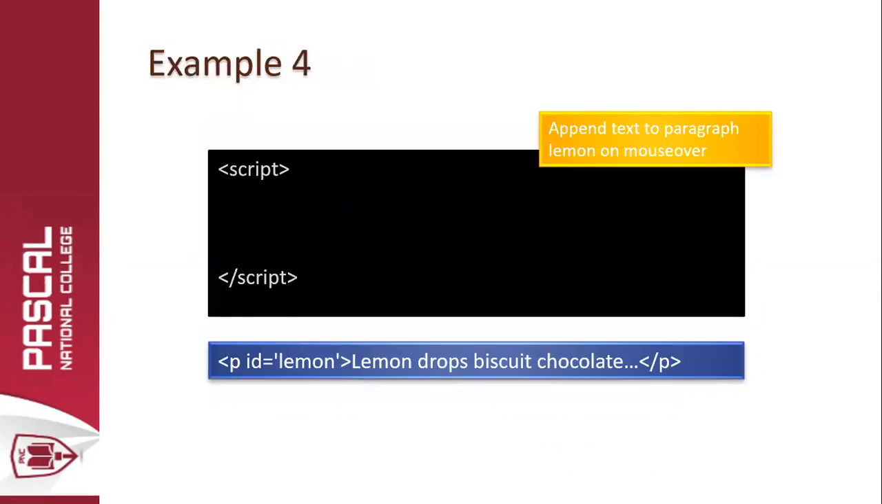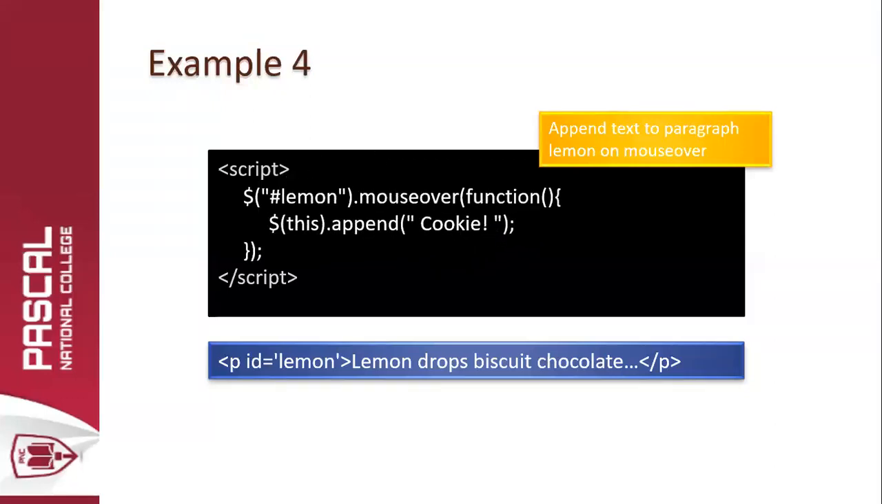See this example, you have one paragraph whose ID is lemon, and this example wants you to append to all those paragraphs with ID lemon when you mouse over that particular paragraph. For this, say you are using #lemon.mouseover, this function call. To this you are using $(this), which means the same element, the paragraph lemon, then append is your function.